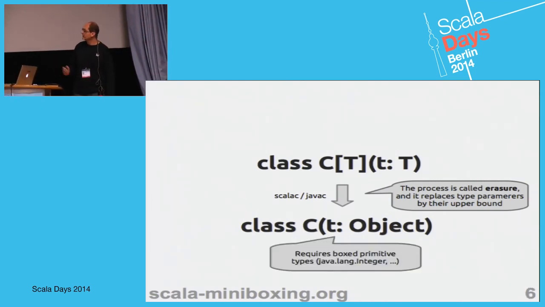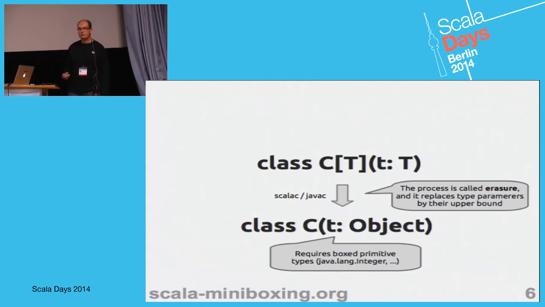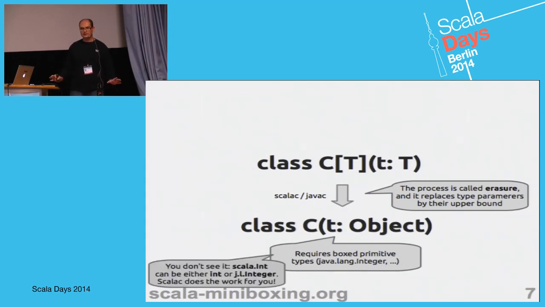But what is interesting is that this requires boxed primitives. For example, you probably know java.lang.Integer, right? This is the equivalent of int. In Scala, you don't see that. You have scala.Int, and scalac does the heavy lifting for you. It converts from one representation to the other and does all the work.